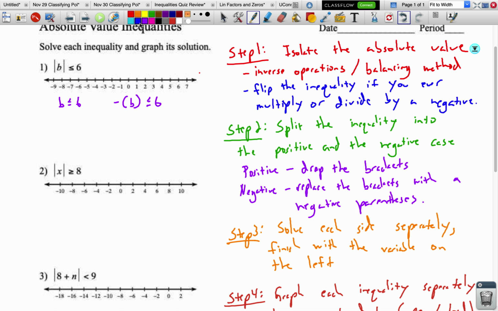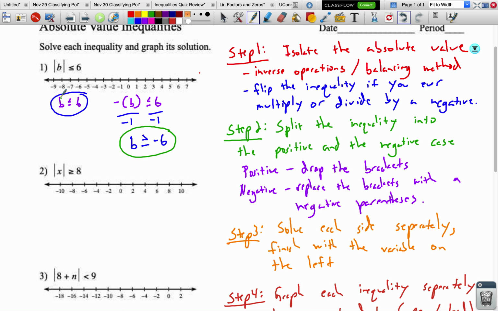This side's already solved. We can put a circle around it if we want. This side over here, we need to divide both sides by -1 before we get b is greater than or equal to -6. Notice we just divided by a negative, so we need to flip the direction of our inequality. But we do not know if we should put the word and or or in between these two answers until we go to the number line.